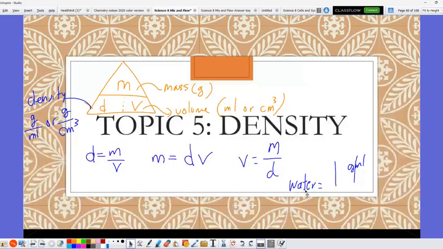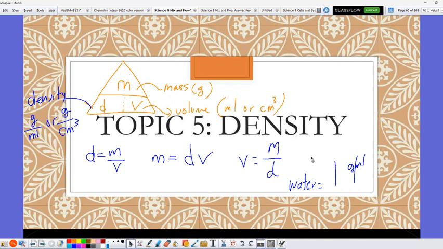And then we looked at density, and there's the triangle that we looked at. If you want to figure out density, you cover up D and you get M divided by V. If you want to figure out mass, you cover up M, you get D times V. And if you want to figure out volume, you cover up V and you get mass divided by density. Some things you should know: the units for density are grams per mL or grams per centimeter cubed. Mass is in grams, volume is in mL, or if it's a solid, centimeter cubed.